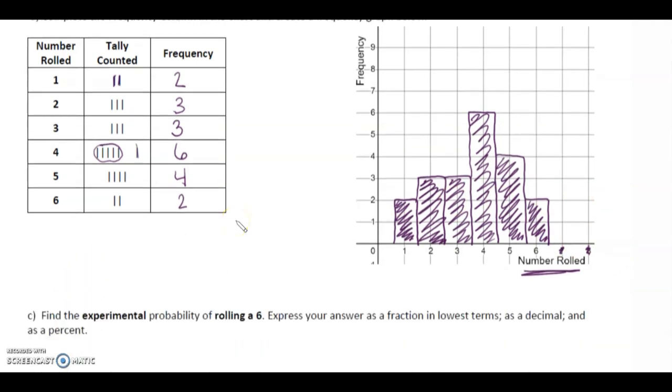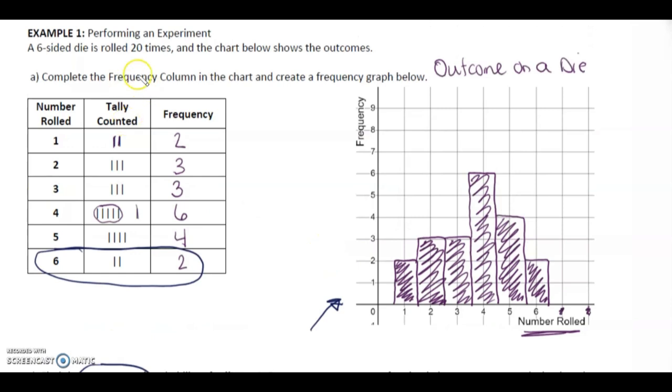Part C: find the experimental probability of rolling a 6. Express your answer as a fraction in lowest terms, as a decimal, and as a percent. When we talk about experimental probability, we talk about the outcomes that we got from the experiment. So rolling a 6 would be 2. And this question does tell us that a 6-sided die is rolled 20 times. I always just check this to make sure that the math adds up.